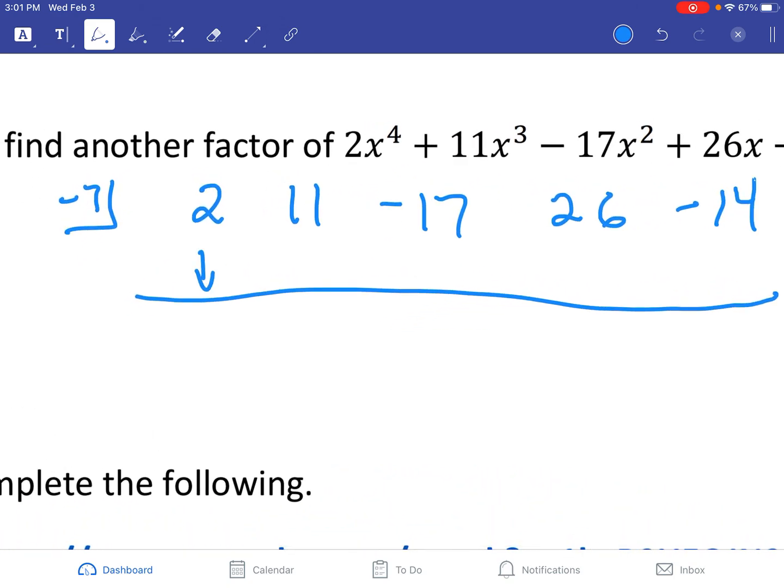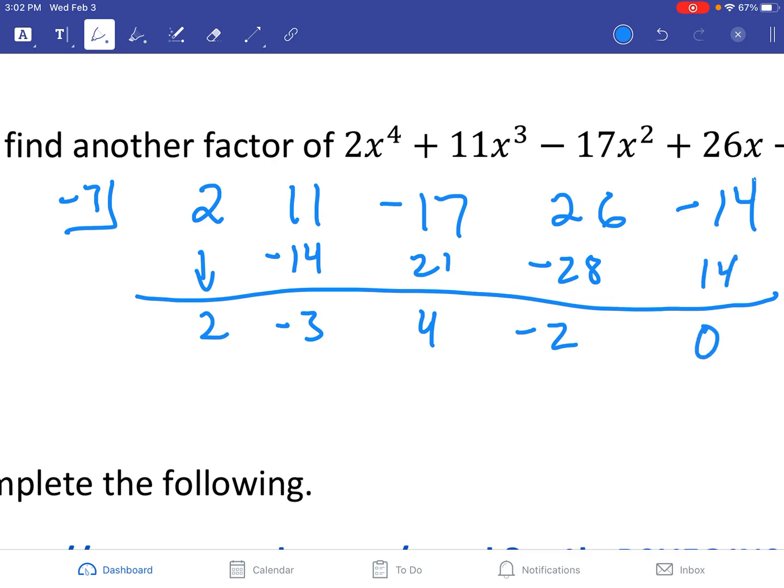So here we go. Drop the first number, which is a 2, times negative 7 is negative 14. 11 minus 14 is negative 3, times negative 7 is positive 21. 21 minus 17 is 4. Negative 7 times positive 4 is negative 28. Plus 26 is negative 2, times negative 7 is 14. When you add those, you get 0.